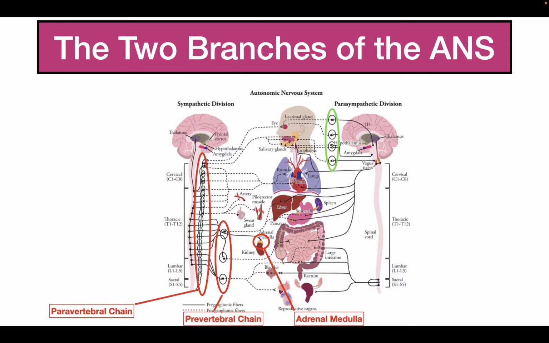For the parasympathetic division, we also have ganglions present, and they are usually very close to the target organs. In general, the sympathetic nervous system is going to have short presynaptic neurons and long postsynaptic neurons. So the ganglions are going to be far from the target organs. But in the parasympathetic division, the ganglions tend to be very close to their target organs. This means that their preganglionic neurons tend to be very long.